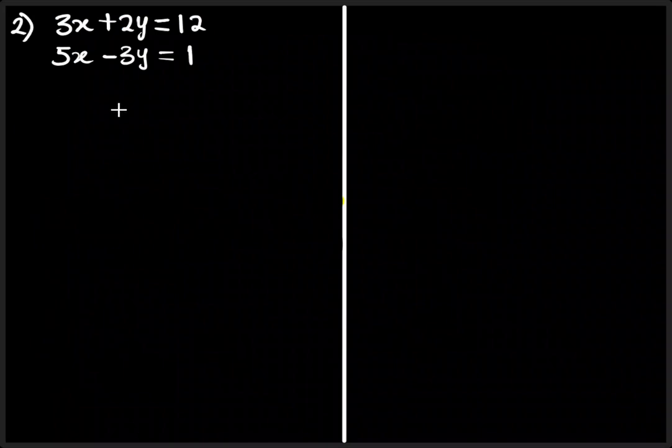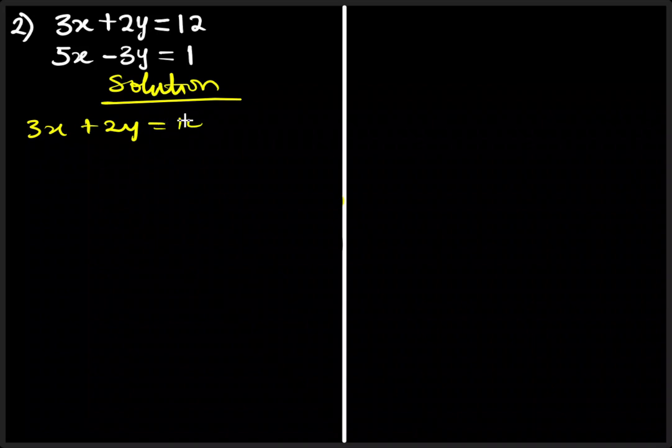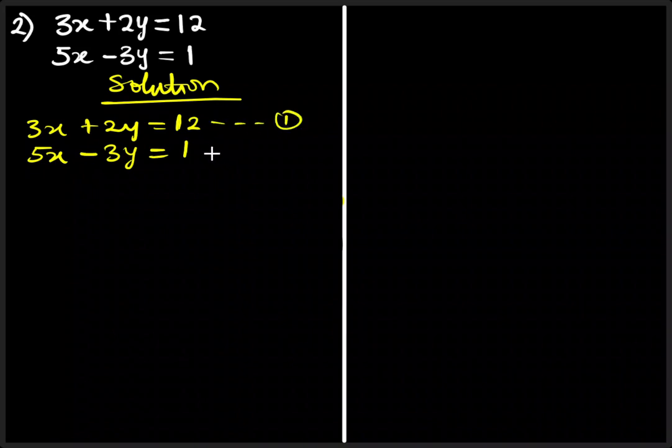All right, so let's see. Number 2, we have 3x plus 2y equal to 12, and then 5x minus 3y equal to 1. So this is equation 1 and this is equation 2. So let's see what will happen here. Now we are going to check. I think these equations are arranged: variables are on one side, numbers on one side.